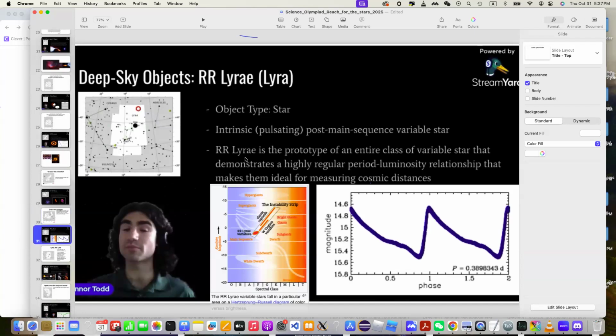Okay, the next object is R Lyrae. This is a variable star that you can use to measure the luminosity and the period, and they are highly correlated. That is why you can use the period to derive the luminosity and then calculate the distance of this star. That is the period-luminosity relationship.